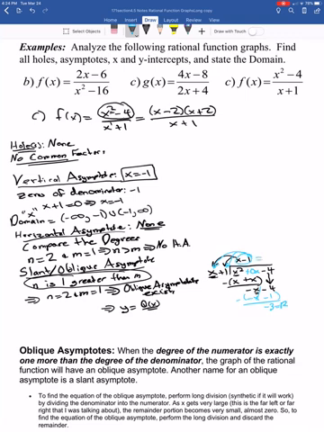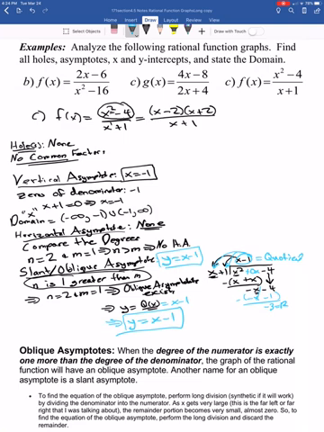But what we were looking for was the quotient. There's the quotient, q of x. So y equals q of x. So what type of line is this? This is a line with a slope of 1 and a y-intercept of 0, -1. That's our oblique or slant asymptote.